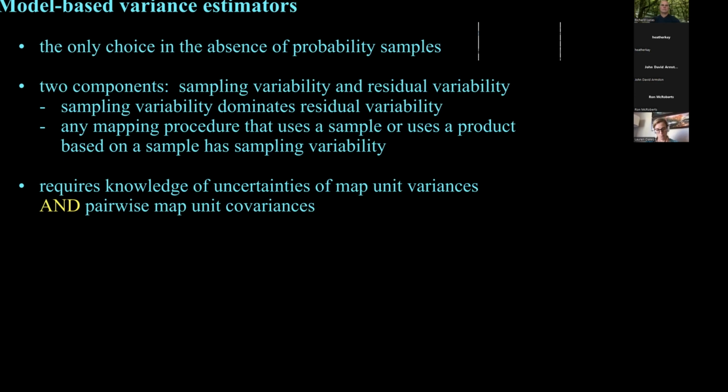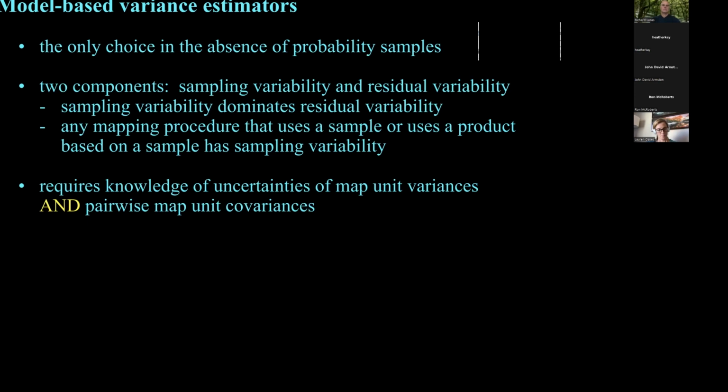And in the process, all of the map unit predictions, all the map unit values would change a little bit. A key point, there are two key points here. First of all, any mapping procedure that uses a sample or uses any product based on a sample has sampling variability. The bad news is that sampling variability dominates residual variability. Residual variability is just the comparison of map unit values and some kind of reference data.